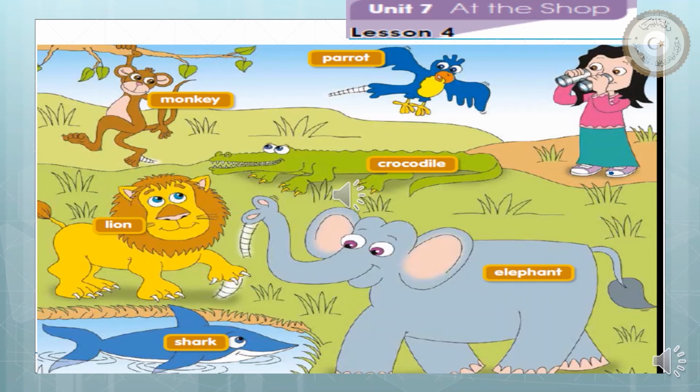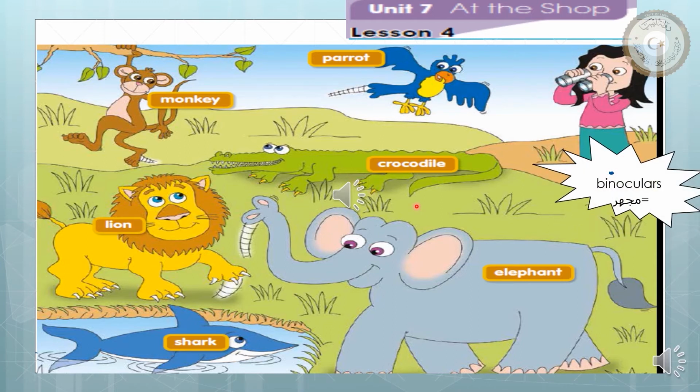Okay, remember we are still talking about wild animals. Please close your course book. Don't look at this page, just listen to me. Listen to my question. This is the first question now. How many animals are there in this picture? How many animals are there?